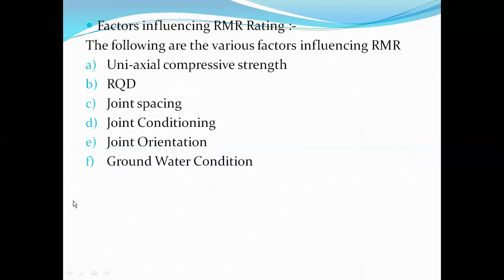If you look at all the six parameters, most of them are related to joints, nothing but how exactly the discontinuities in a given rock specimen appear. It's purely because rock fails along the plane of weakness. So if we need to analyze, we need to study more and more the behavior of the joint surfaces or the weak planes. So these are the six parameters which influence the rock mass rating: uniaxial compressive strength, RQD, joint spacing, joint condition, joint orientation, and groundwater condition.